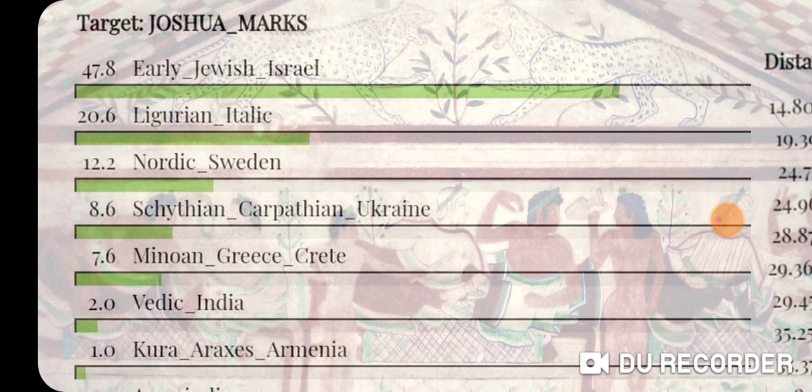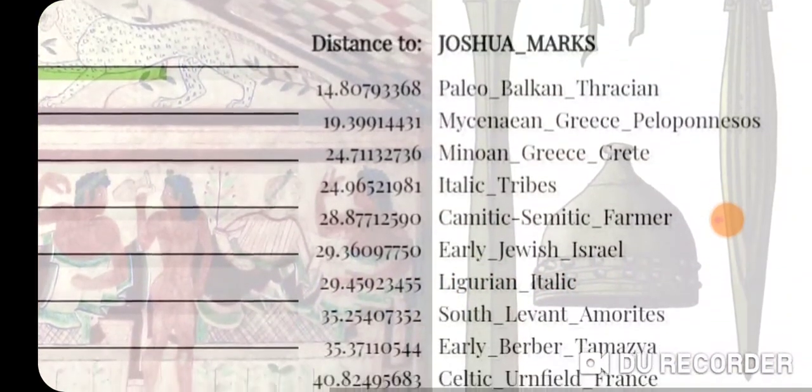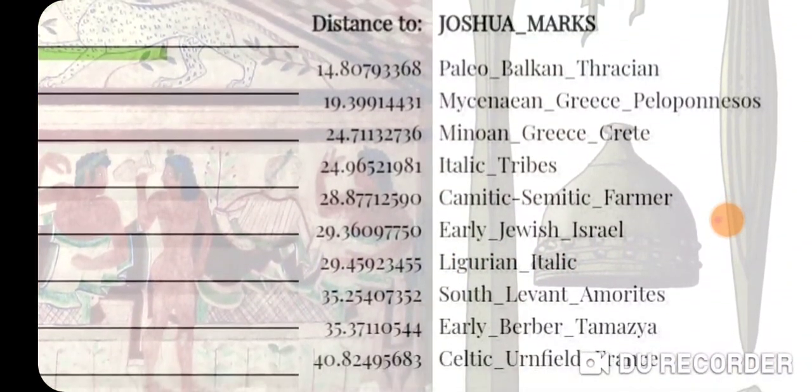India, not sure where that comes from, maybe the Romani at some point. Ashkenazi Jews and Romani live close to each other in Europe, so who knows. 1.0 Kura Araxes Armenia, and there's the Amerindian result again, 0.2 Amerindian. And my distances, least distance to Paleo-Balkan Thracian, and then Mycenaean Greece Peloponnese, Minoan Greece Crete, Italic tribes.